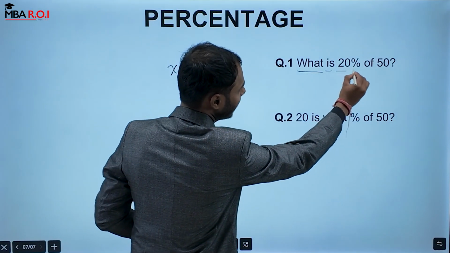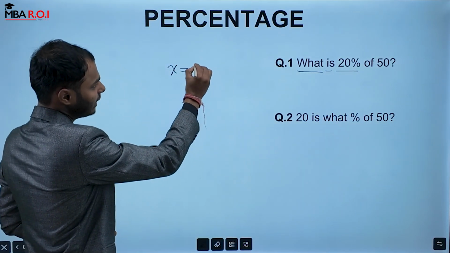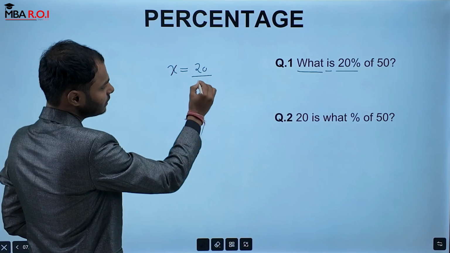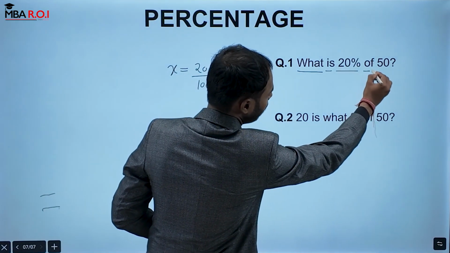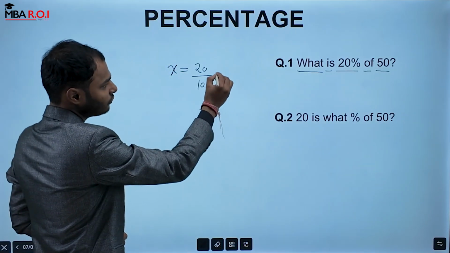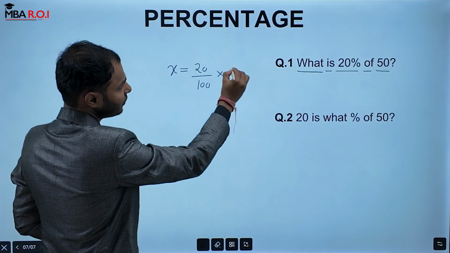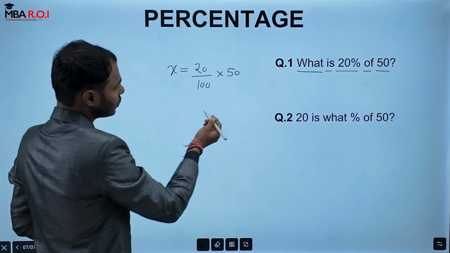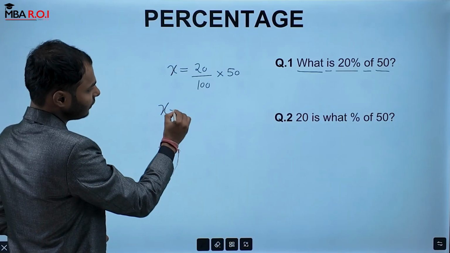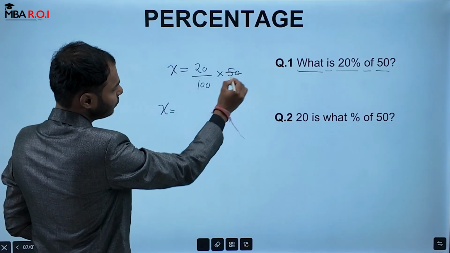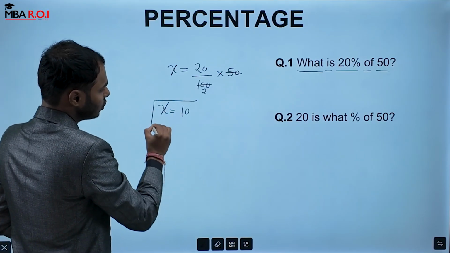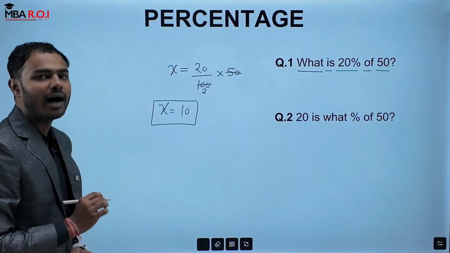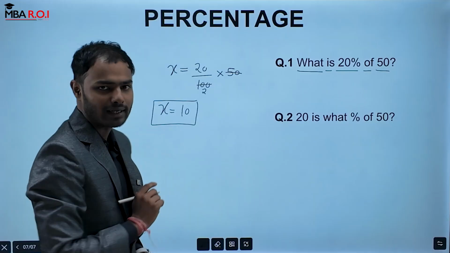Then the next is 20%. So 20 means 20 and percentage means divided by 100. Then it says of 50. Of stands for multiplication, 50 stands for 50. If you solve this, then the value of x comes out to be 50 and 100 will be cancelled and the final answer will be 10. So for the very first question, the answer will be equal to 10.